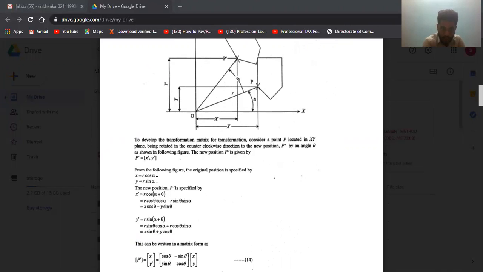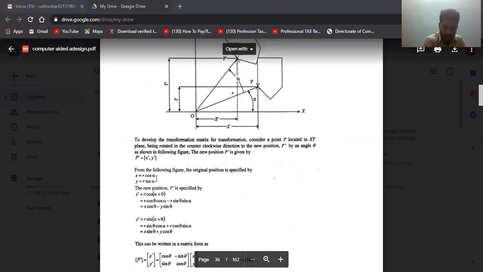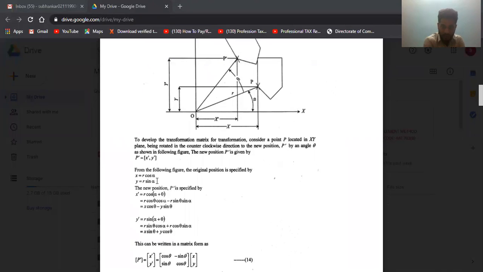Then I can write that x is equal to r cos alpha. Y is equal to r sin alpha. I am taking that triangle concept, and I am writing these formulas. X is equal to r cos alpha and y is equal to r sin alpha. Clear?